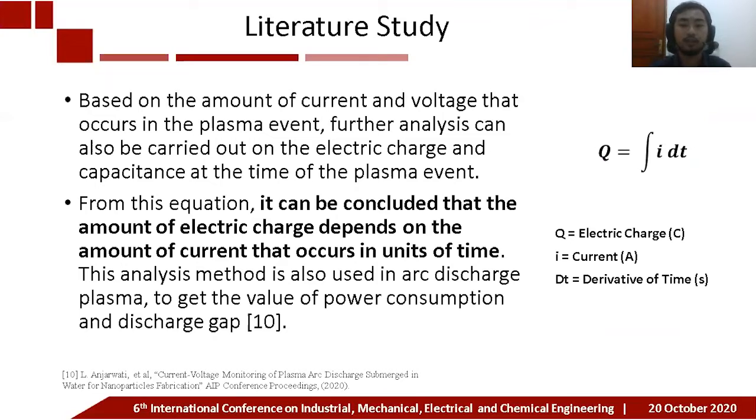And then we come to the literature study. Based on the amount of current and voltage that occurs in the plasma event, further analysis can also be carried out on the electric charge and capacitance at the time of the plasma event. The equation is Q equals the integral of current multiplied by the derivative of time. From this equation, it can be concluded that the amount of electric charge depends on the amount of current that occurs in a unit of time.